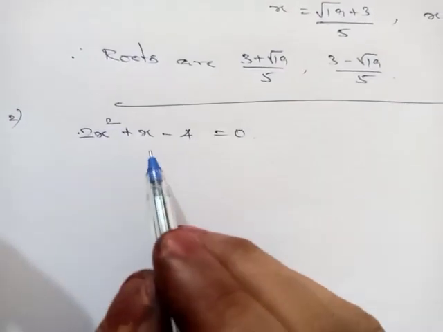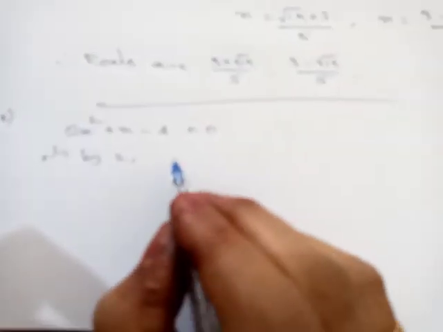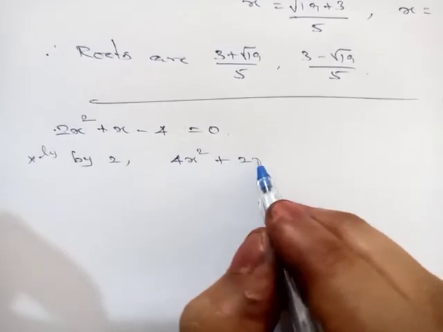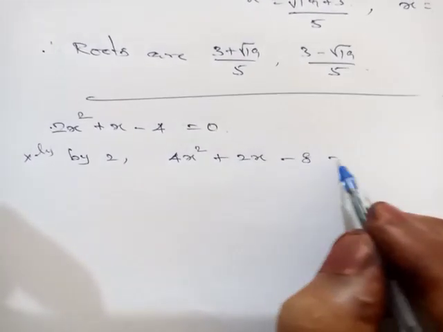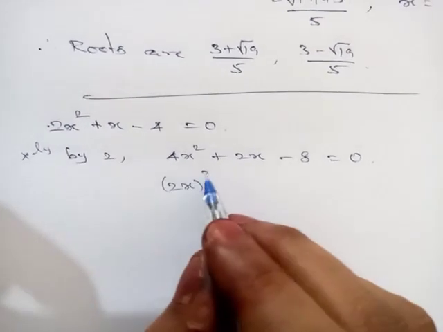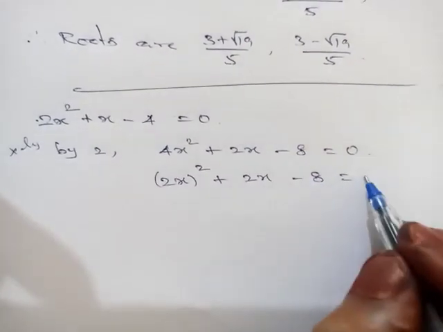2x square plus x minus 4 is equal to 0. Here also the same, 2x square. First we have to change this into the whole square format, right? So multiply by 2. So fully you multiply by 2. So what will you get? 4x square plus 2x minus 8 is equal to 0. After that we can write (2x) whole square plus 2x minus 8 is equal to 0.